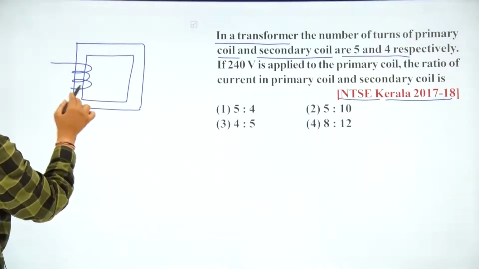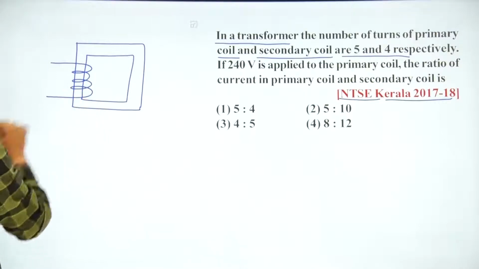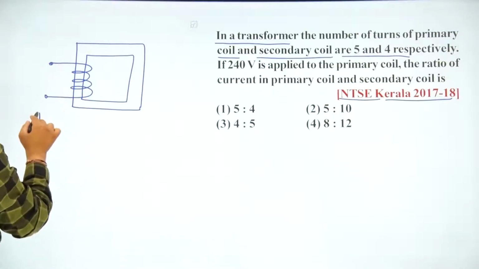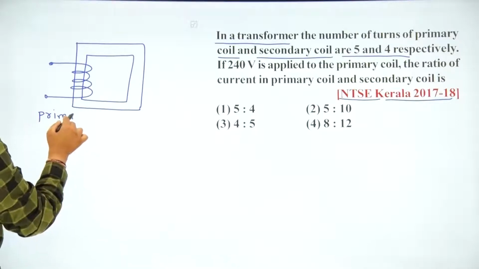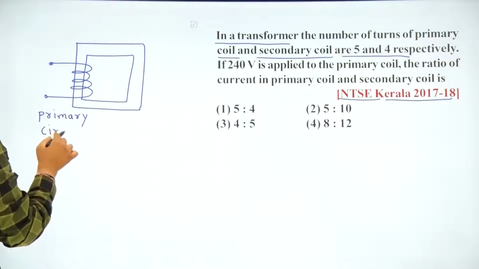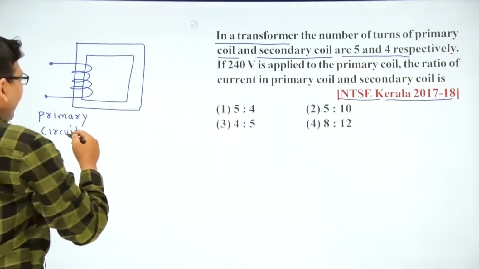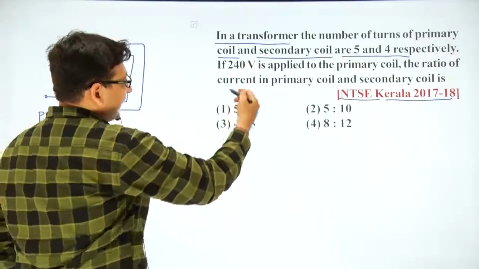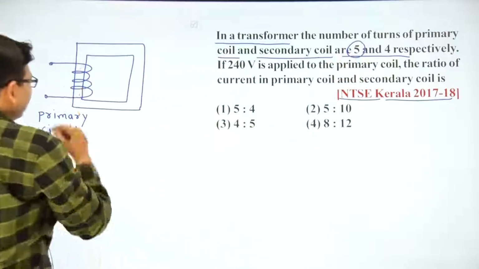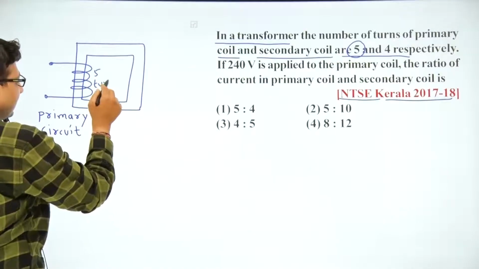These are the turnings, these are the coils. Wire is wrapped here, and this circuit is called the primary circuit. This is the primary circuit, and the primary circuit has number of turns equal to 5. This is 5 turns.